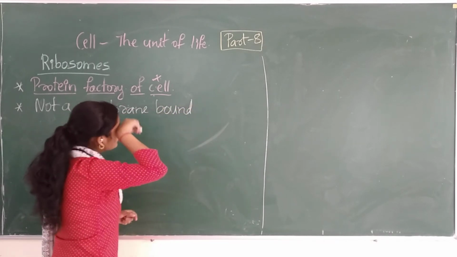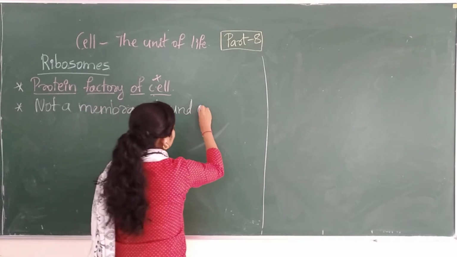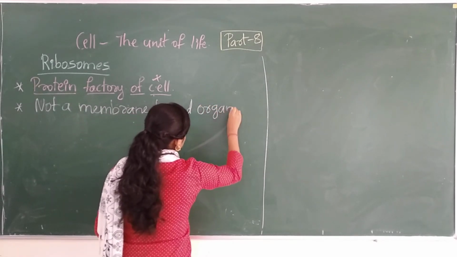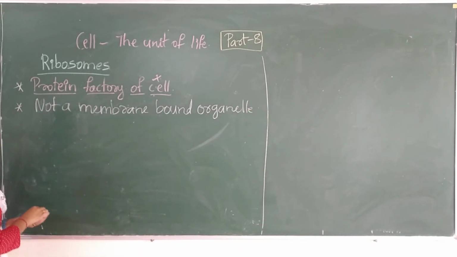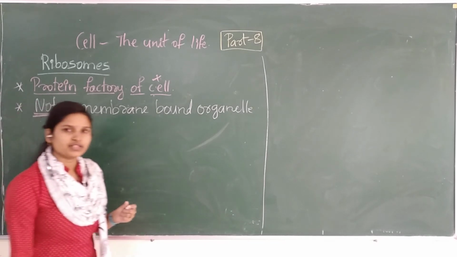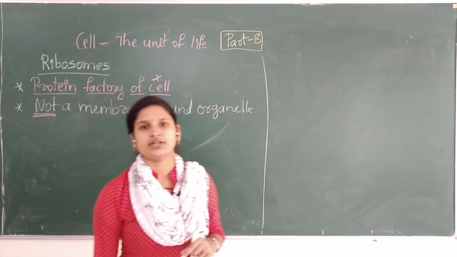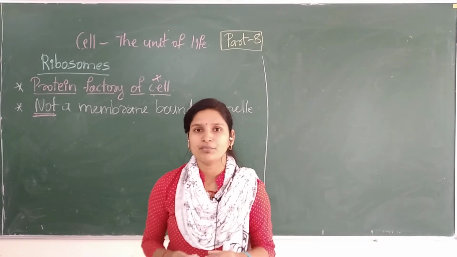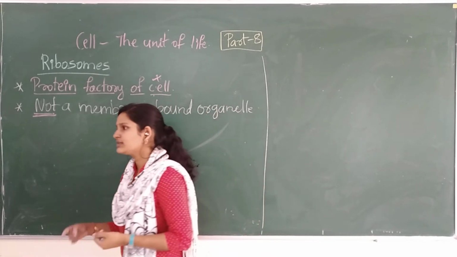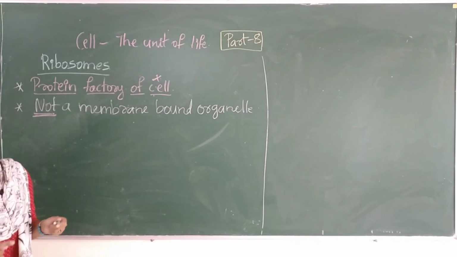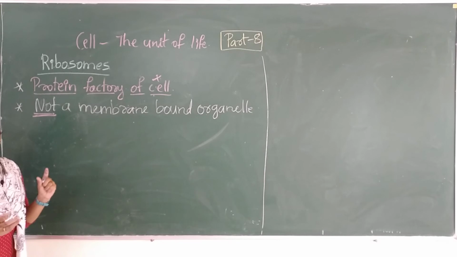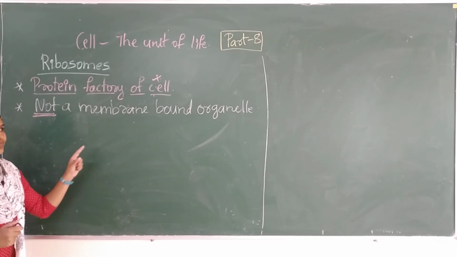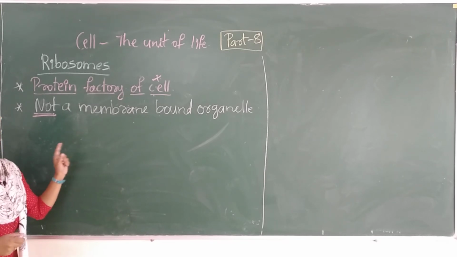I have told you many times, remember, don't get confused. It is not a membrane bound organelle because it does not have the double membrane structure. It is mainly helpful in the production of proteins, so its structure will be different because it is doing a very essential function. So it should have a special structure. It is not a membrane bound organelle.